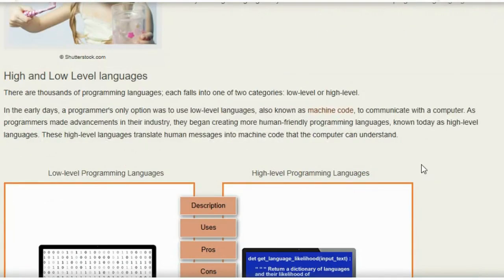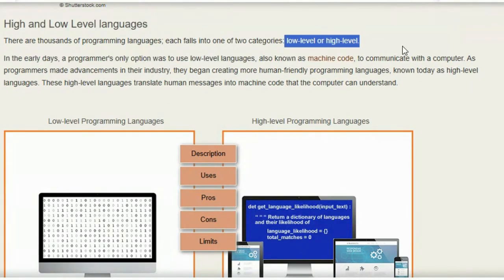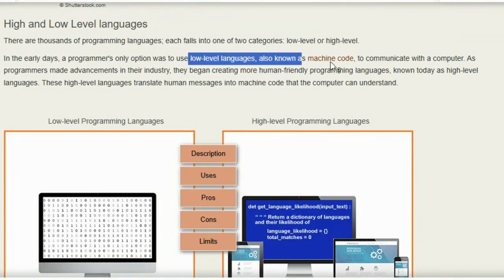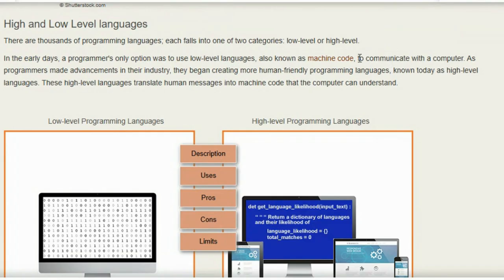So there's two types of languages. There's high level and low level. And there are thousands of programming languages, and every one of them falls into one of those categories. They're either low level or high level. In the early days, a programmer's only option was to use low level languages, also known as machine code. It's a set of instructions with ones and zeros. Everything was in binary. That's how everyone had to communicate with computers, write binary programs.